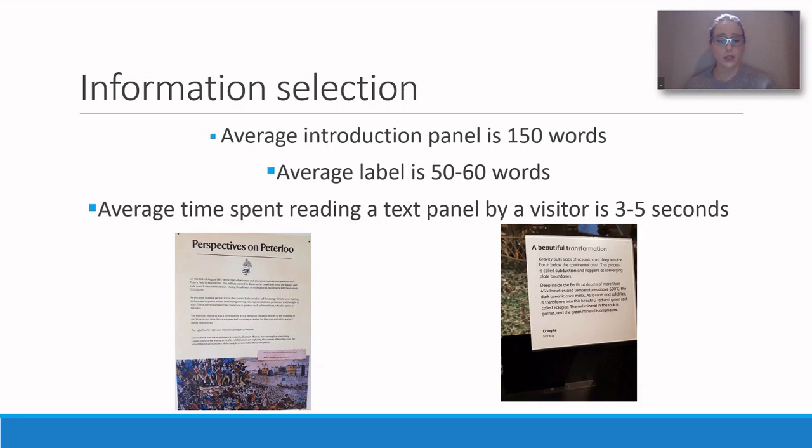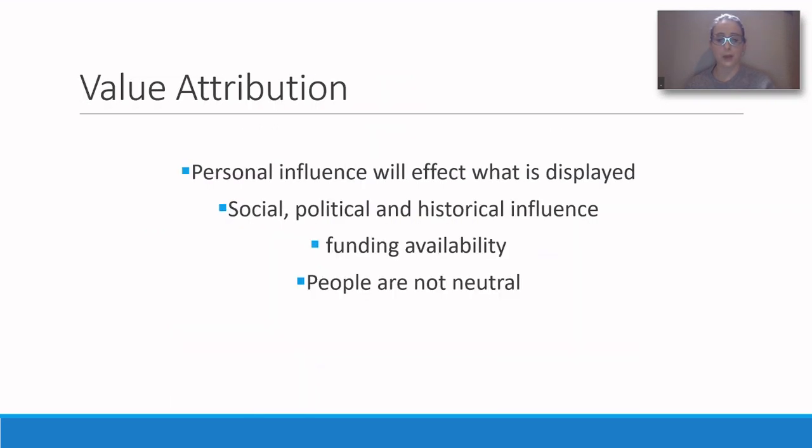So the first line will be the most important information as deemed by the person writing it, and it'll become less relevant and less important as you work your way down. But again, it's only 50 to 60 words, so considering the vast amounts of information that are probably available about the object, its context, and how it came to be in the collection, a lot of that is going to be left out. Because of this, people have a huge influence over what information is given in museums.